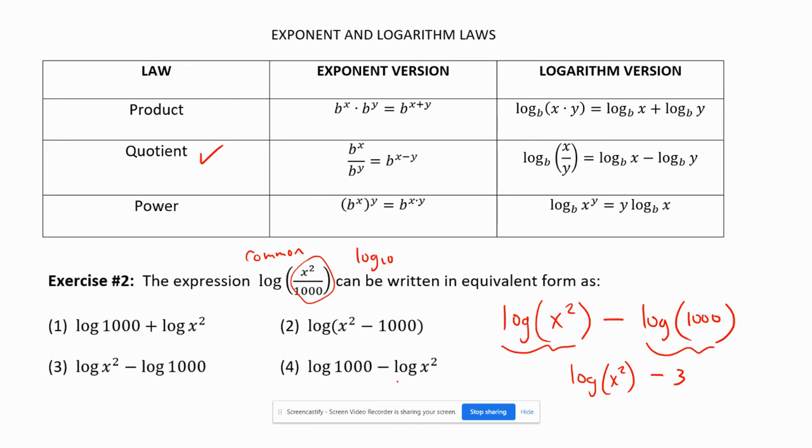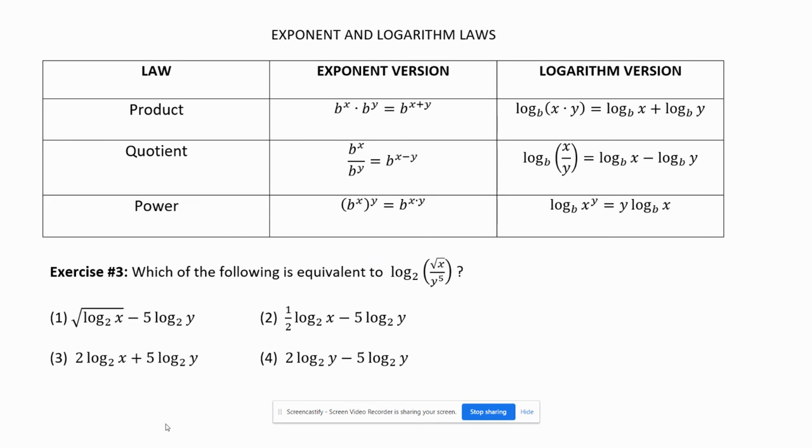Let's see. I don't see that anywhere, but I see this right here. So for some reason we just didn't simplify it. Log of 1,000 is actually equal to 3.